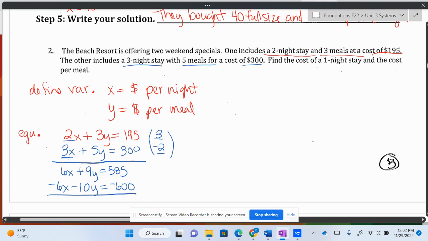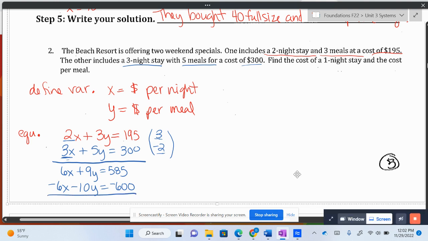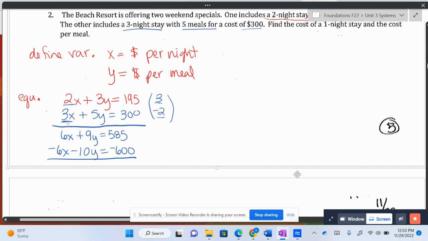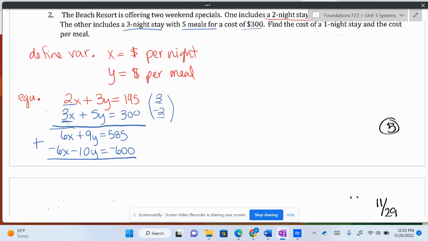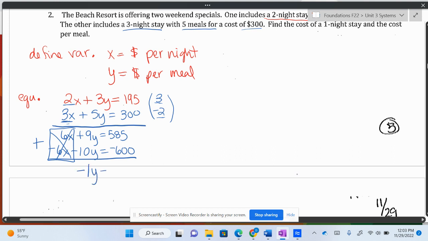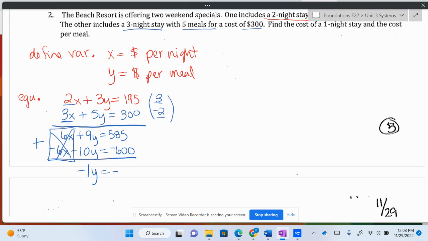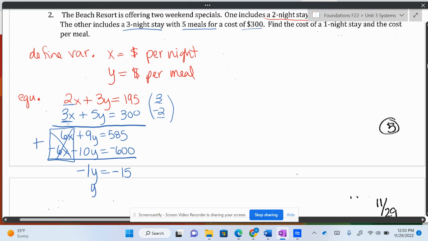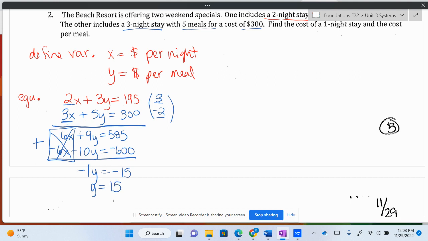So now I'm going to add those, because remember with elimination, we're just going to add those two equations together. And when I do that, I eliminate my x's. So a +9 and a -10 give me a -1y. And +585 and -600 give me -15. That means that y equals +15.